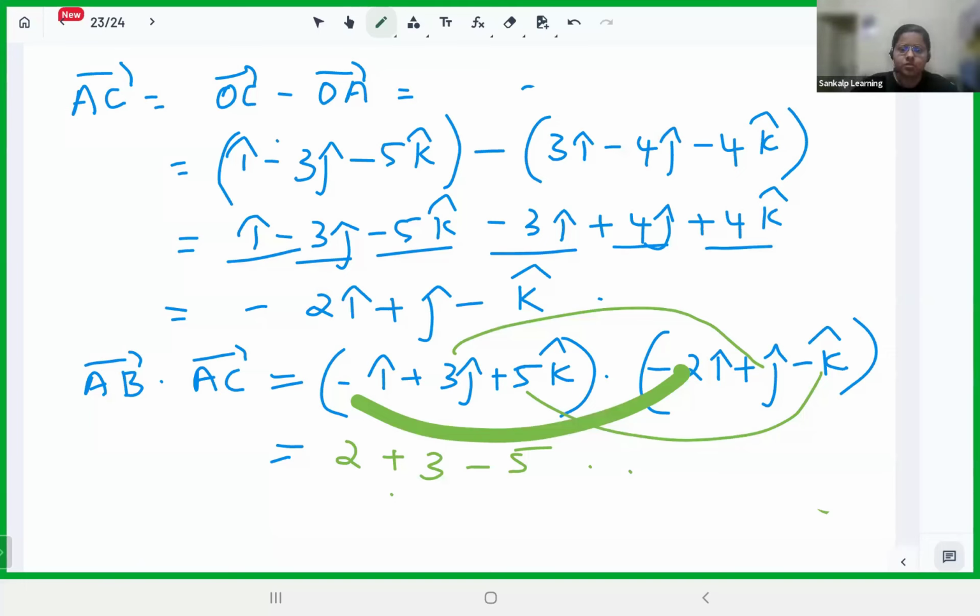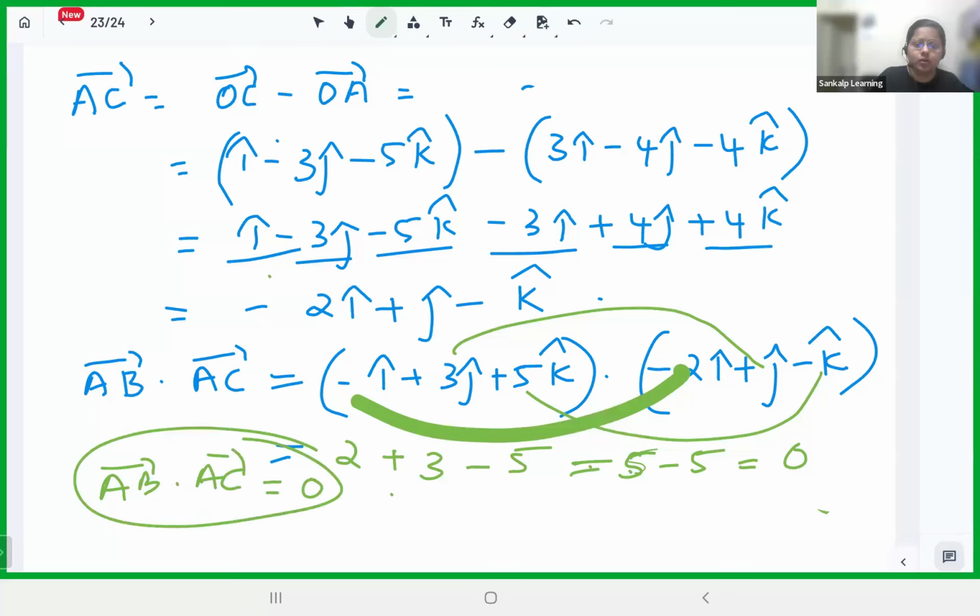So it is 2 plus 3 minus 5, right? We have multiplied the corresponding components of i, j, and k of both the vectors, right? That's how you find the dot product of two vectors. So this is 2 plus 3 minus 5, that is equal to 5 minus 5, which is 0. That is equal to 0, which means vector AB dot vector AC is equal to 0.